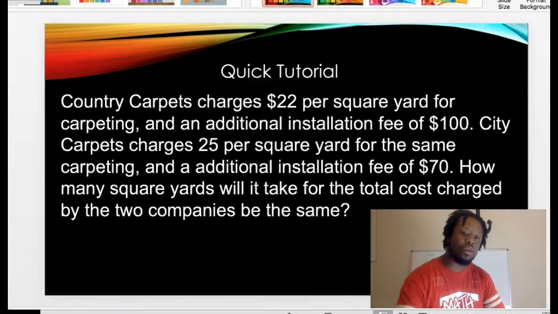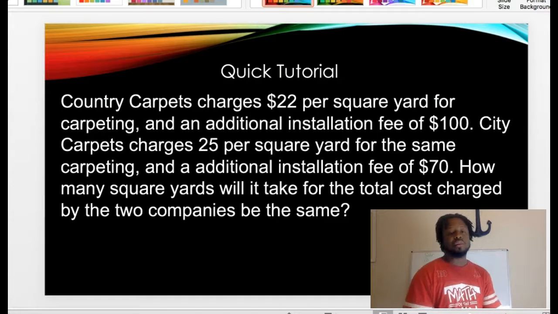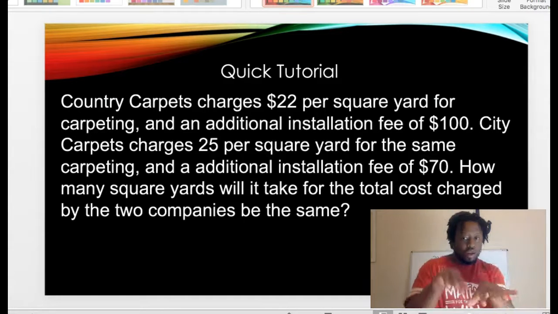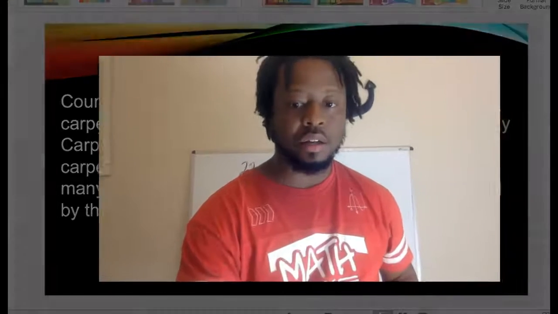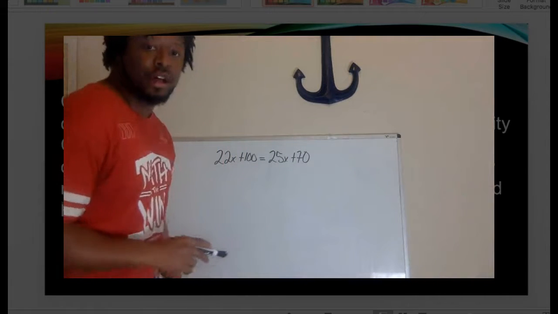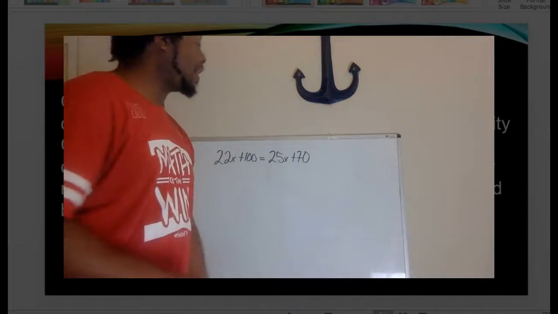Alright, first things first, I want you guys to go ahead and read through this problem and then set it up. I'm going to pause the video, you pause the video, read through it, set it up. Alright, hopefully you paused the video. Let's take a look at what we have. So your equation should have been this: 22x plus 100 equals 25x plus 70.